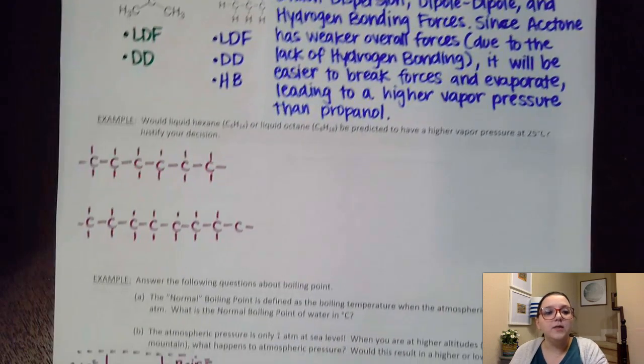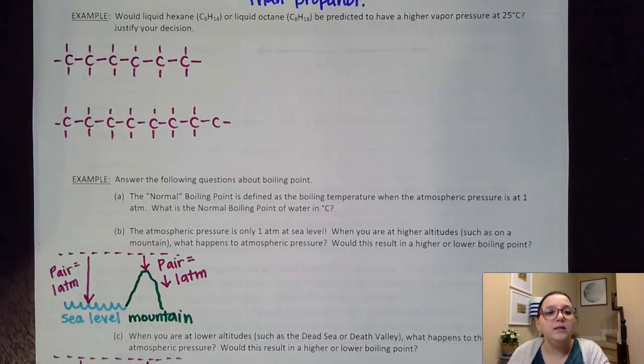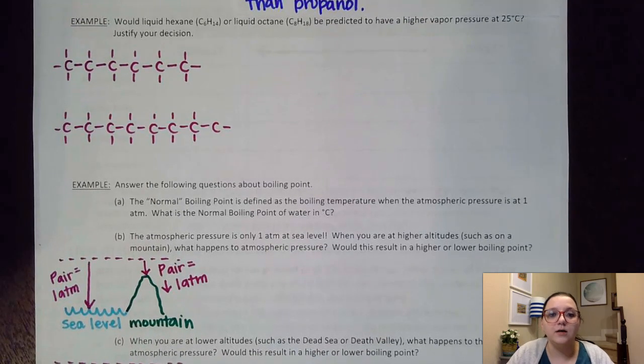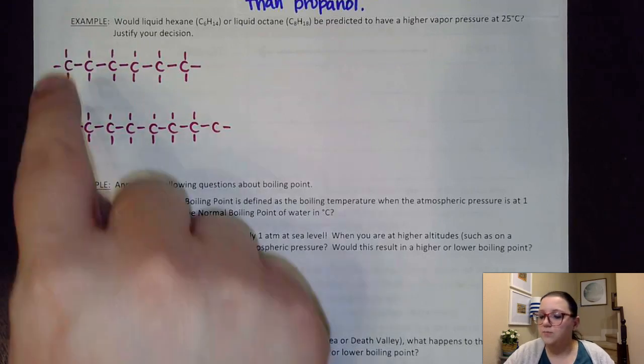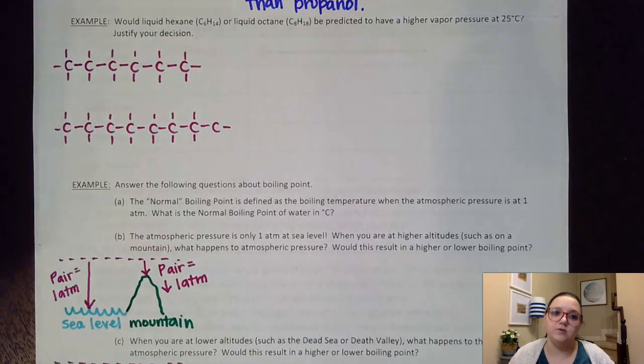All right, so on the next one here, it says, hey, would liquid hexane or liquid octane be predicted to have a higher vapor pressure at 25 degrees Celsius? Justify your decision. Now, I went ahead and gave a loose sketch here of both the hexane and the octane. Keep in mind that at each of these bonds, there would have also been hydrogens there.